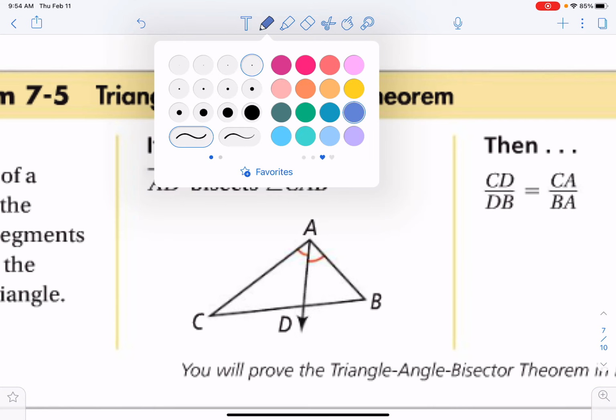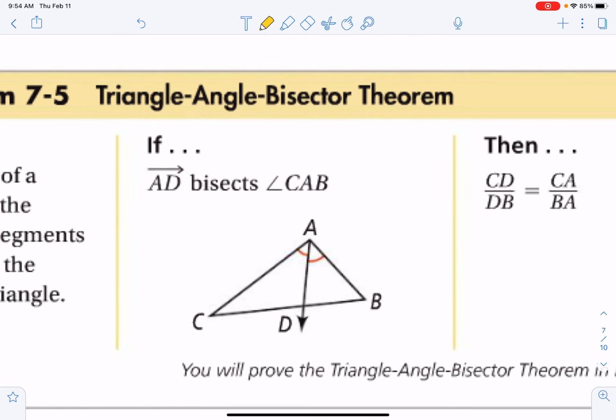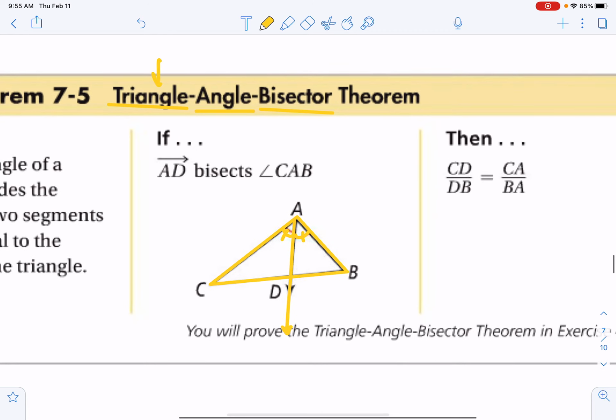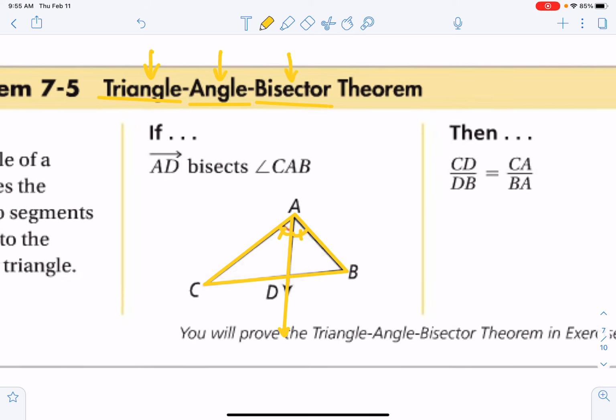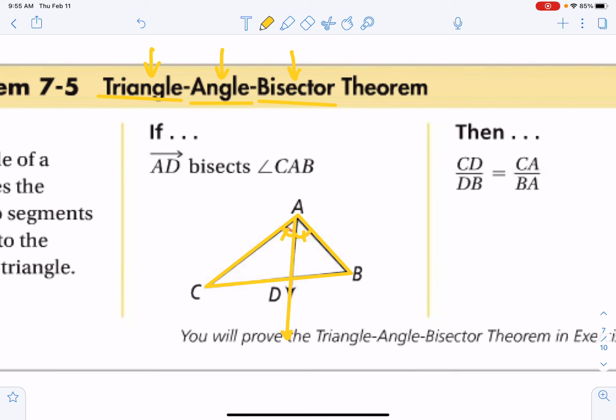So what it's saying, I'll use different colors. If you have a triangle, there we go, and so that's the triangle portion, and then you look at one of the angles, so I'm going to look at angle A, and you bisect it. So take that and cut it exactly in half, so that this and this are exactly the same. So draw a triangle, take one of the angles and bisect it. Triangle angle bisector theorem. Math people are not that creative in their names.